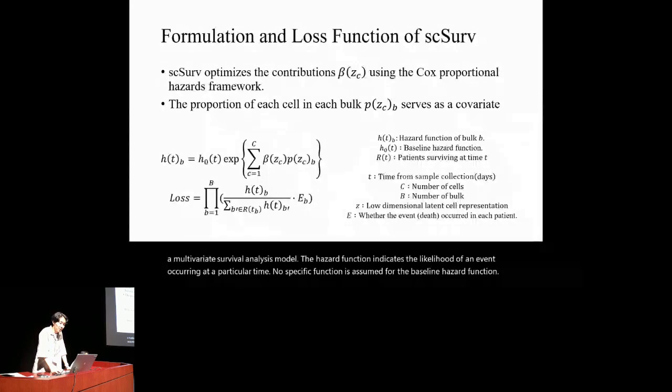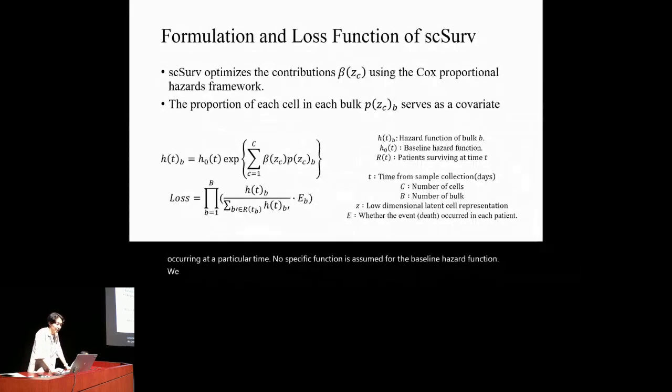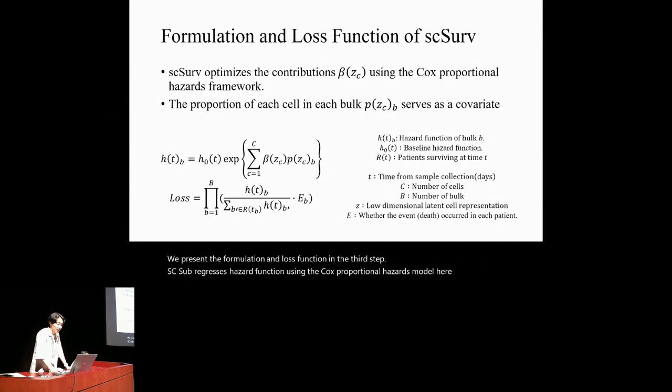We present the formulation and loss function in the third step. SC-Sub regresses the hazard function using the Cox proportional hazards model. Here, the covariates are the proportion of each cell in each bulk. The regression coefficients can be interpreted as the contribution of each cell to the hazard function.